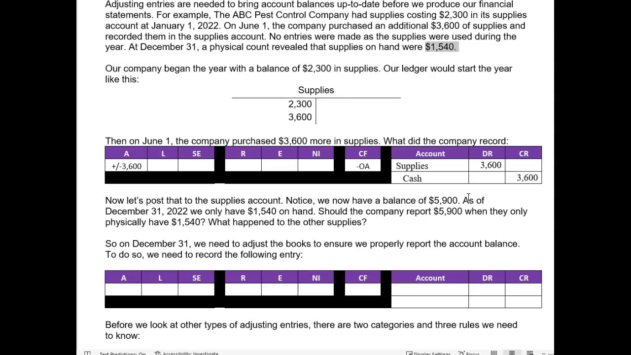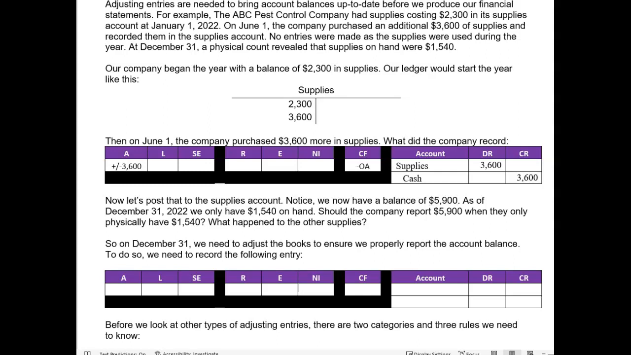So what happens on December 31st before we can produce any financial statement, before we show our balance sheet and say, hey, we have supplies in this company of 5,900? We need to update that balance to say we have supplies of 1,540. So what's going to happen there? Well, notice our supplies account has a debit balance right now of 5,900. Well, we need to bring that balance down from $5,900 to $1,540. So take just a moment and figure out how much we would need to reduce our supply account by.